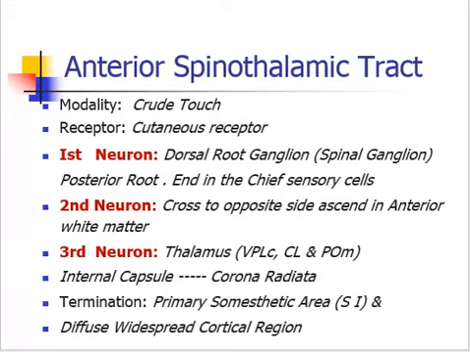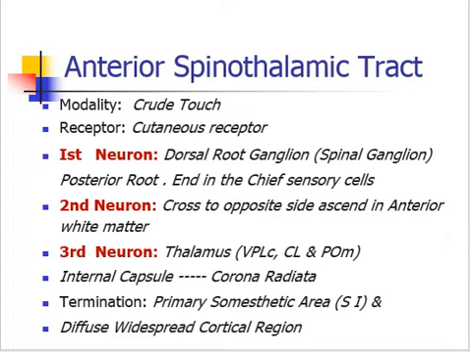The fibers of this tract ascend in the posterior gray horn for two or three segments on the same side and then cross over to the anterior white column of the opposite side. As for termination, the fibers of the anterior spinothalamic tract terminate in the ventral posterolateral nucleus of the thalamus. The neurons of this thalamic nucleus form the third order neuron of this pathway, and fibers from the thalamic nucleus carry the impulses to the somaesthetic areas of the cerebral cortex.